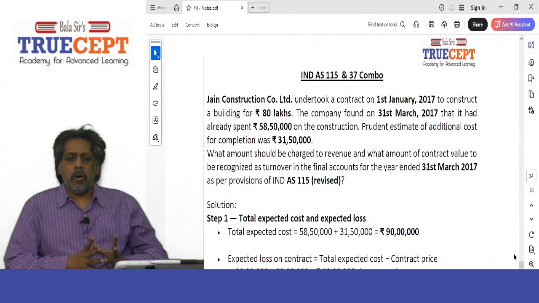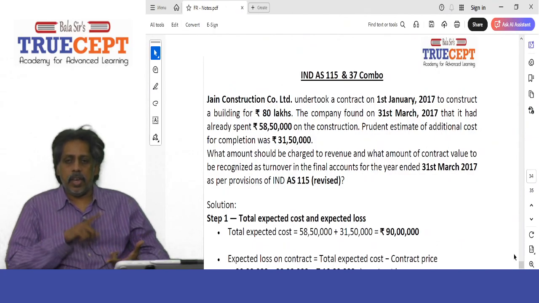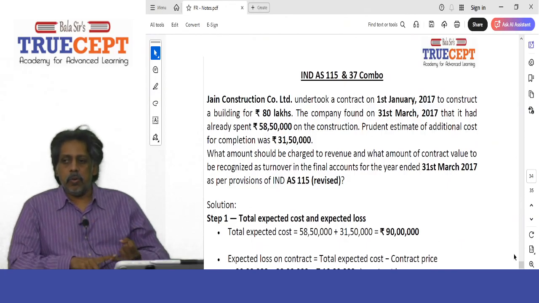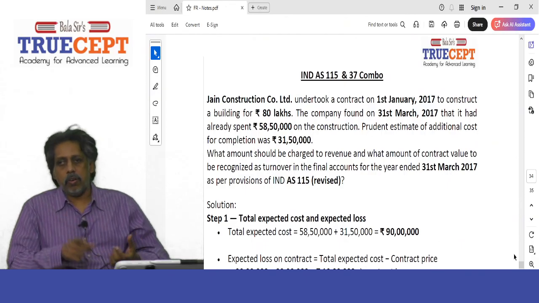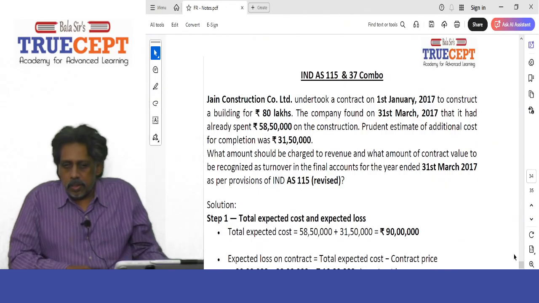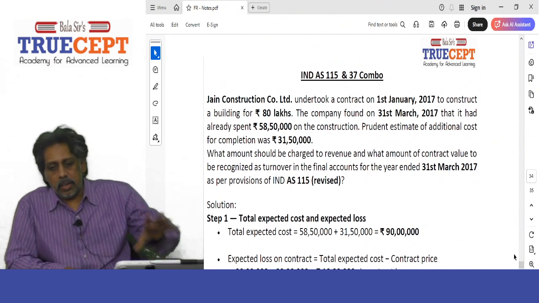Now let us go ahead and take on this example. It is an example where there is a combination of IND AS 115 on revenue from contract with customers and IND AS 37 relating to onerous contracts, or you can say money losing contracts, where the cost exceeds the benefits. Now let us go ahead and read this question.